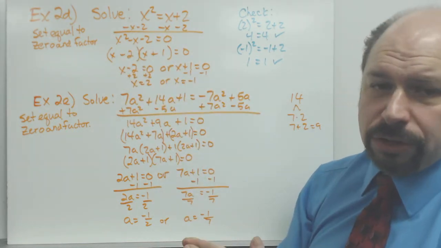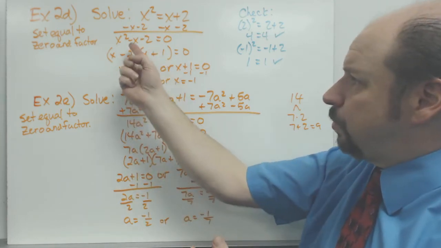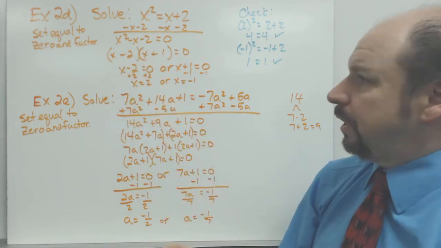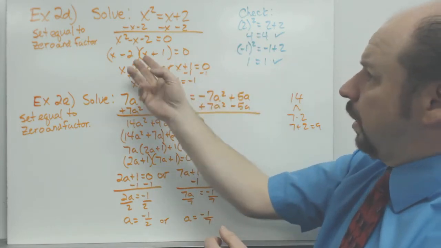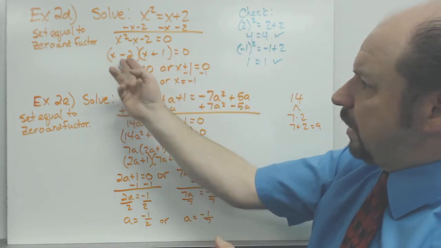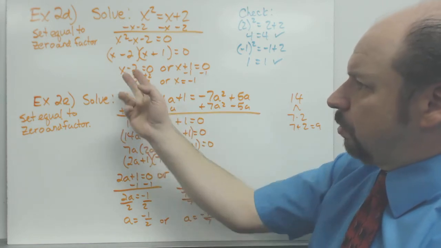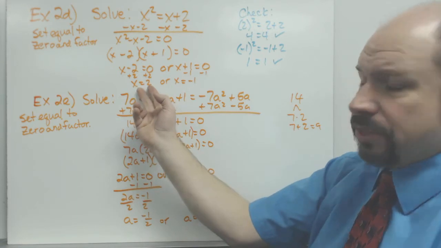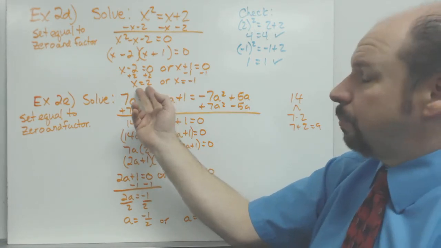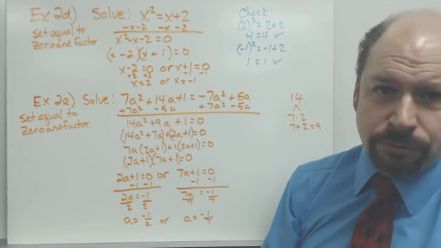And now we can factor. So two factors of negative 2 that add up to negative 1. Well, that's pretty easy. Negative 2 and positive 1 works. And so if we take each one once again, set equal to 0, x minus 2 equals 0, or x plus 1 equals 0. So x would equal positive 2, or x equals negative 1.